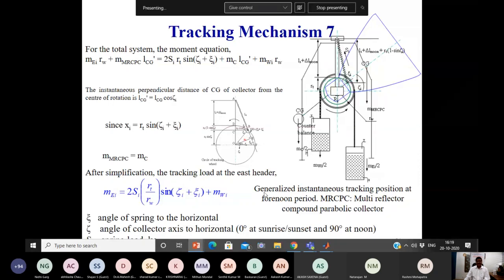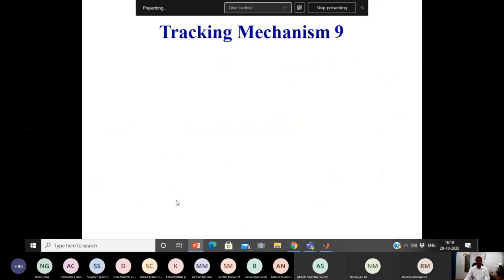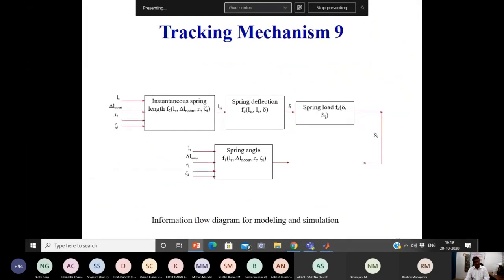Mathematically it has been developed here and practically it is implemented. I am skipping some of the slides due to lack of time.